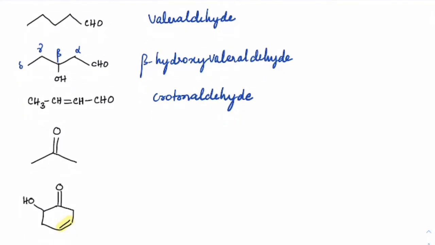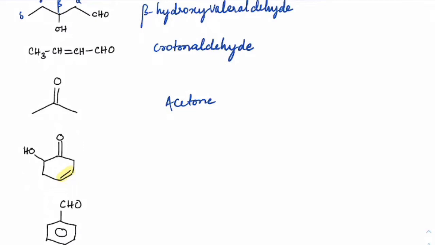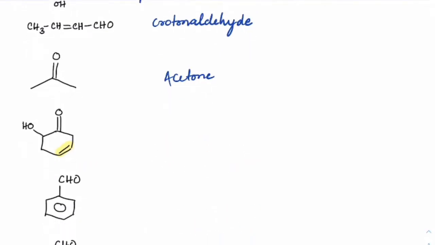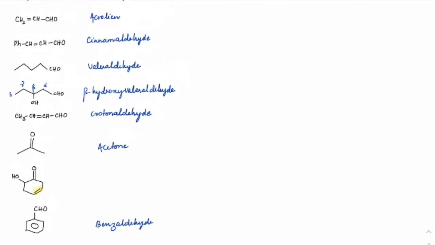The common name for this, you know that it is acetone. Well, this would have only an IUPAC name, so I'm not writing the common name for it. Benzene with this is benzaldehyde. IUPAC name is also benzaldehyde, or it is also used as benzene carbaldehyde. So benzaldehyde or benzene carbaldehyde, both are accepted IUPAC names.